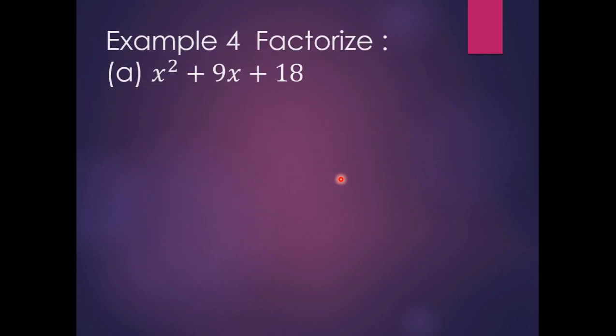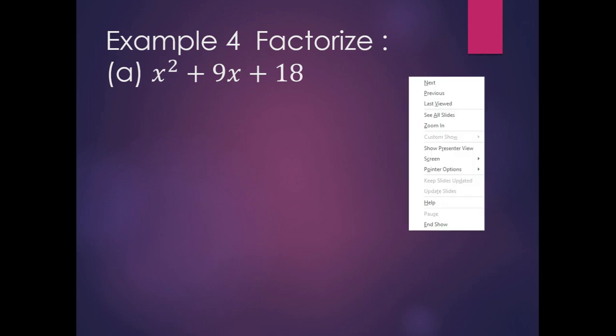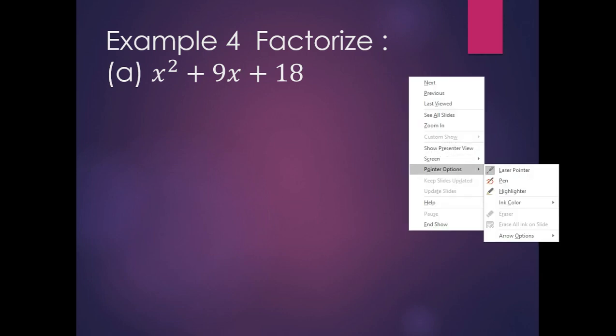Now another example of factorization. In this type of factorization, the first term is a perfect square, but the last term is not a perfect square, so we can't use the a square plus 2ab plus b square formula here, because the last one is not a perfect square. So we have to use another process here. Here we can factorize 18.